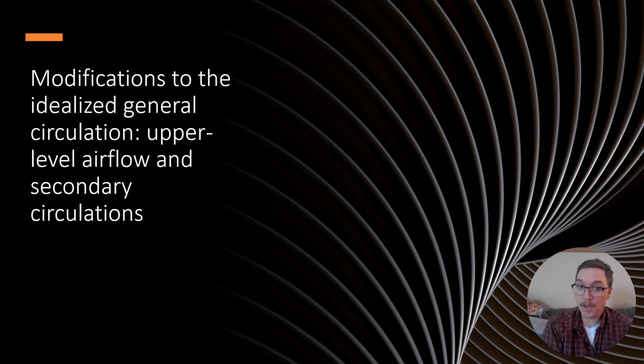So the last lecture we were looking at surface-based responses for modifications to these idealized general circulation patterns that we've been talking about. Now we're going to look at upper level airflow and secondary circulation patterns. This should be a little bit shorter of a video. So sit back and, as I mentioned before, pause as you're going along to make sure that you write everything down. Then you can listen to me, and then you can add and annotate based off of what I've already said. Might make your lives a little bit easier.